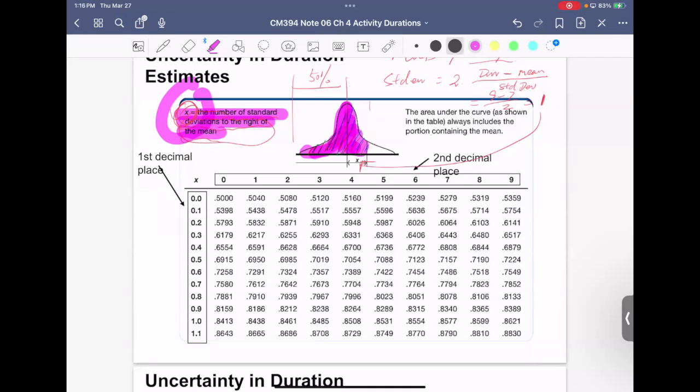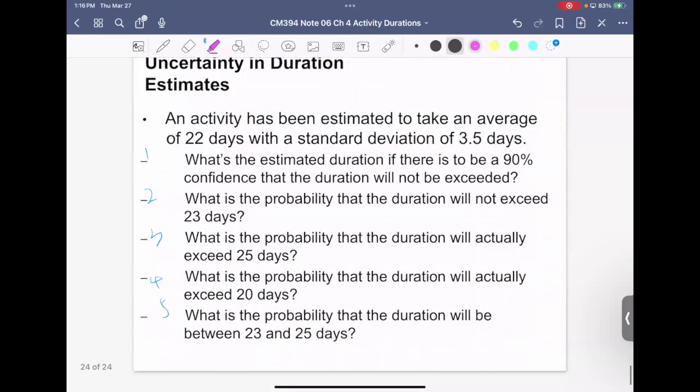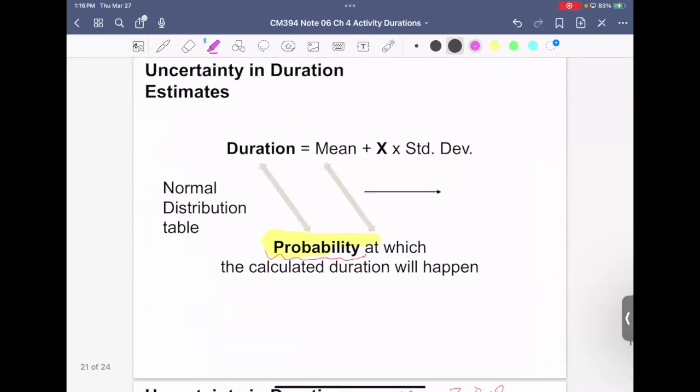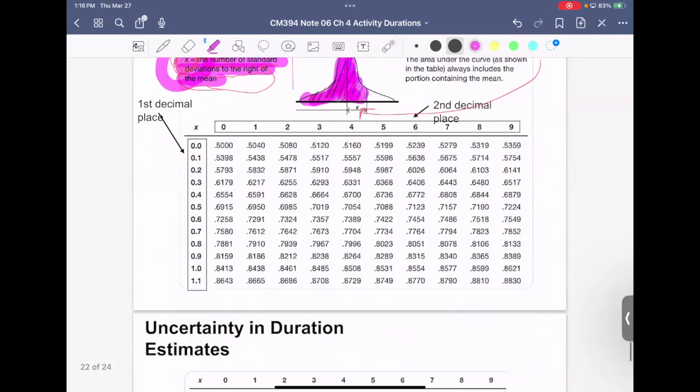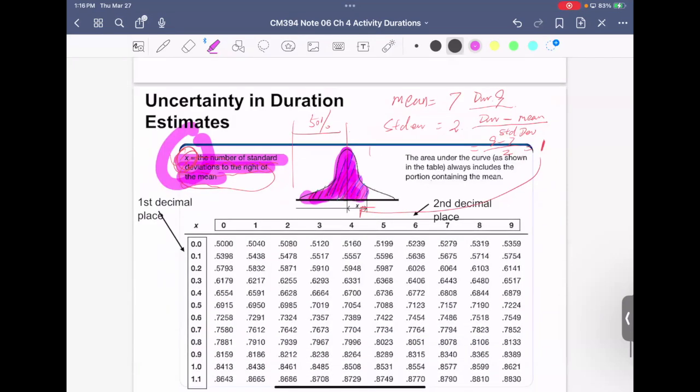Does that make sense? Okay, so if you understand that x is the number of times the difference between your duration and the mean, divided by the standard deviation, then it will be easy to get this one. So the x is always calculated as duration minus the mean divided by the standard deviation. Okay, so if you're looking for that, you will be okay. Remember, this equation is very important.